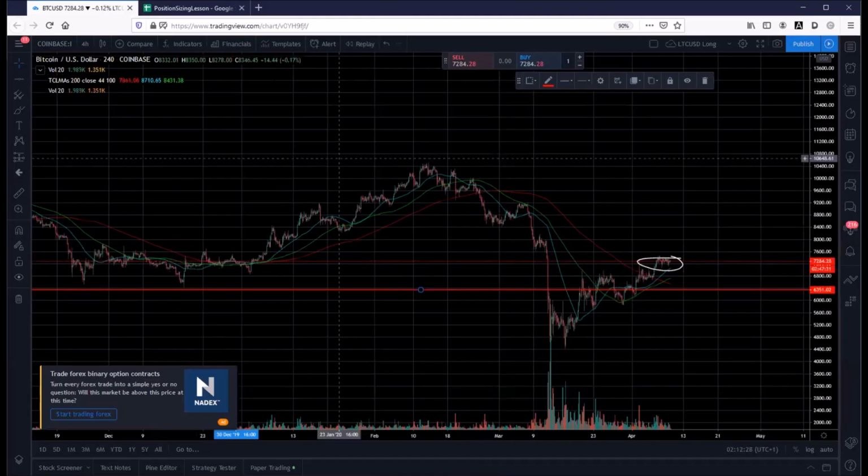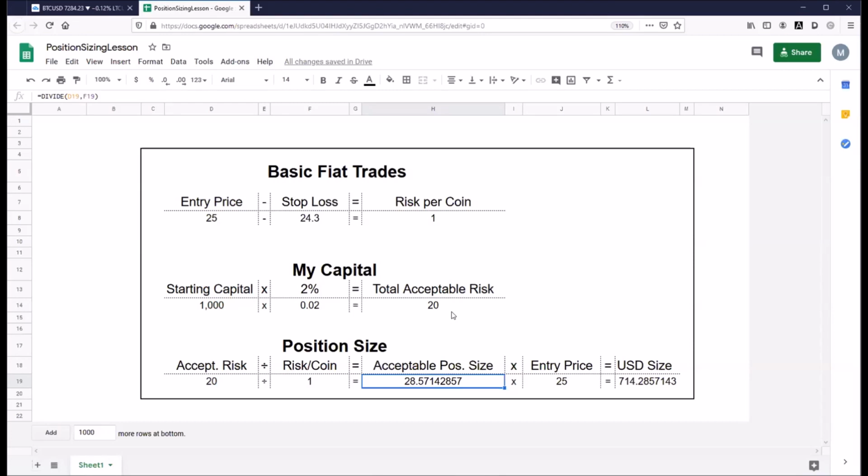So ultimately, your goal is to take an entry like this and get to where you can pull your stop loss up to your entry price. Because once you do that, your trade is at break even and it's risk-free. That's your main goal as a beginner.